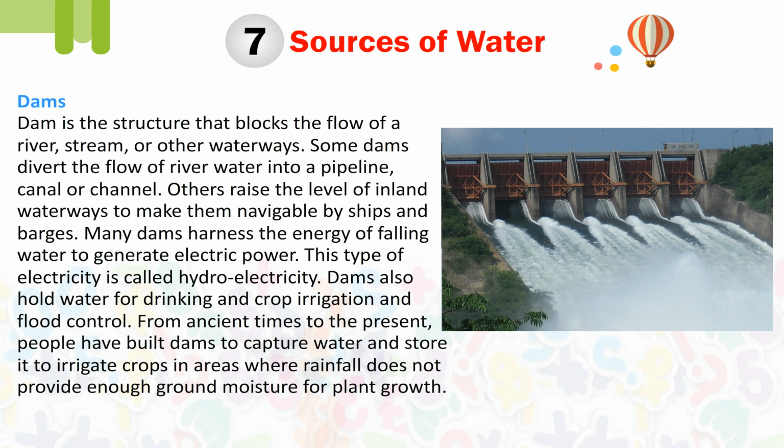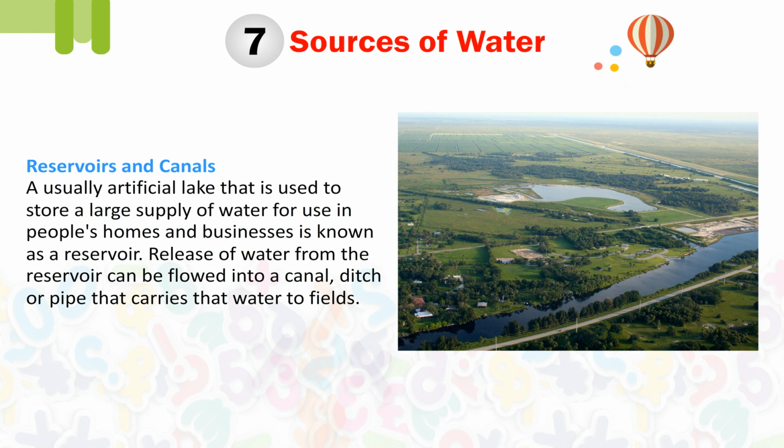Many dams harness the energy of falling water to generate electric power. This type of electricity is called hydroelectricity. Dams also hold water for drinking, crop irrigation and flood control. From ancient times to the present, people have built dams to capture water and store it to irrigate crops in areas where rainfall does not provide enough ground moisture for plant growth.